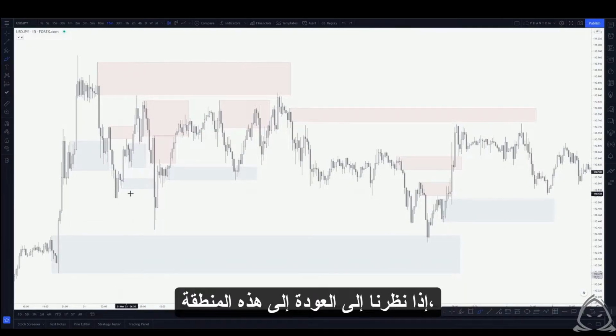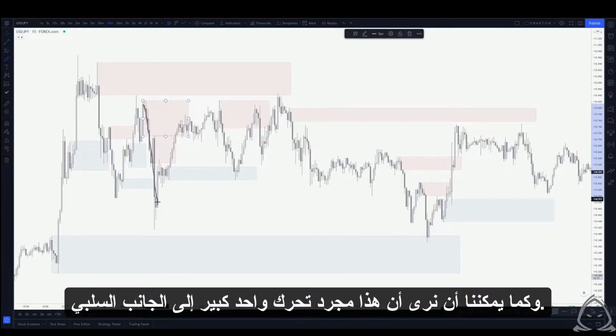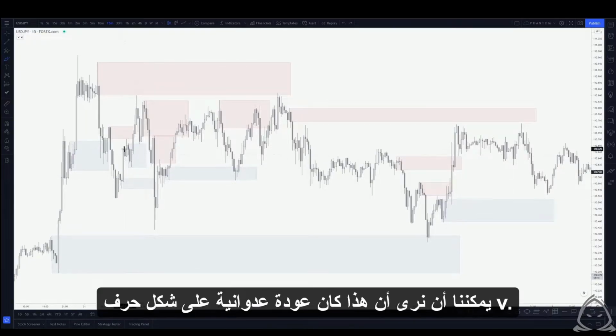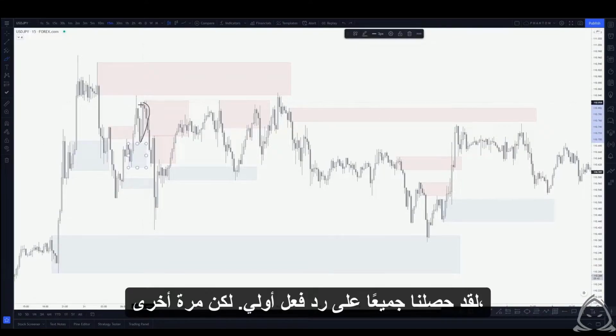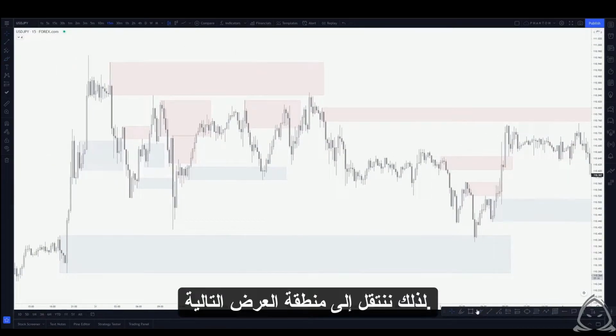If we look at the return to this zone, we had a fairly aggressive V-shaped return. And as we can see, this is basically just one large move to the downside. As well as this demand zone, we can see that this was an aggressive V-shaped return. We did get an initial reaction, but again, we just moved to the downside as a result of that. So we move on to the next supply zone.